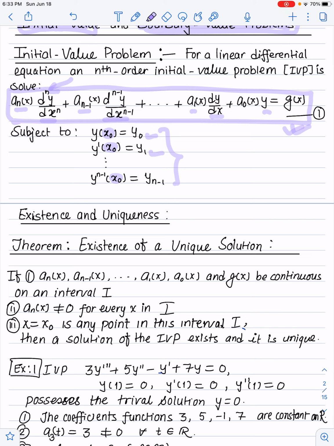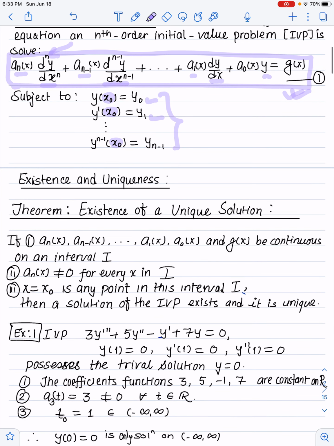Let's look at the existence and uniqueness of the solution of an initial value problem. When does the solution exist, and when is it unique? There are three conditions here. First, a n minus 1 of x, and so on, a1 of x, a0 of x, and g of x are continuous on an interval. That means these coefficients and g of x are continuous on an interval.